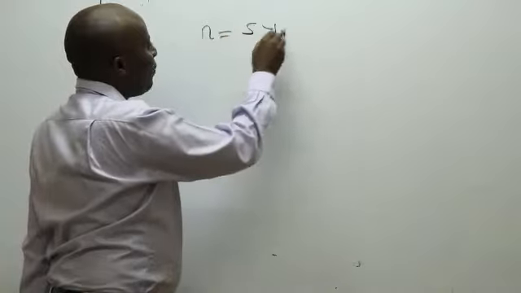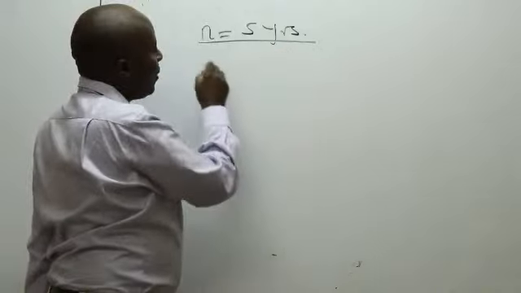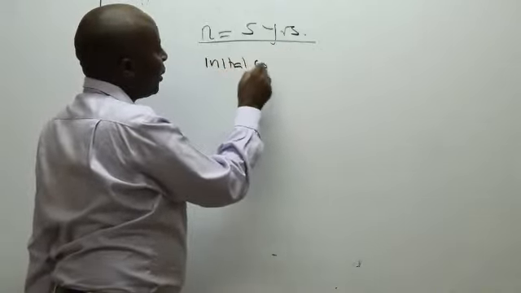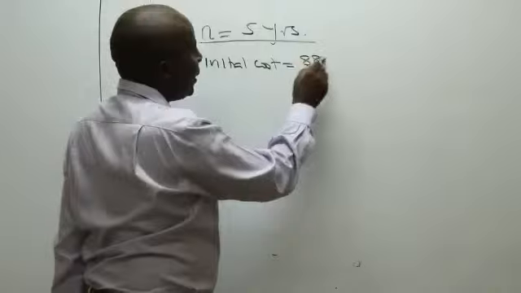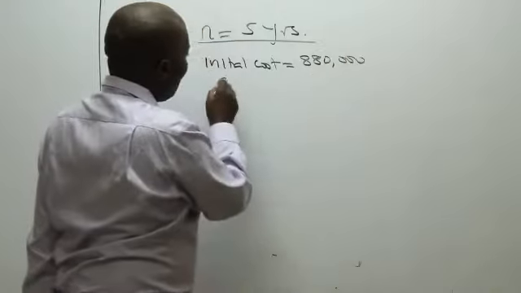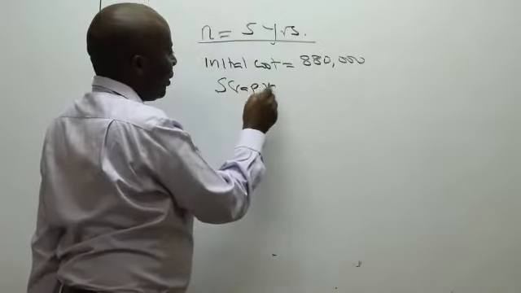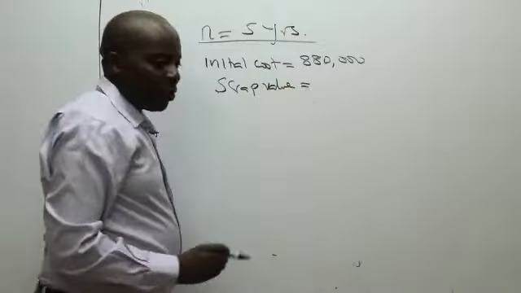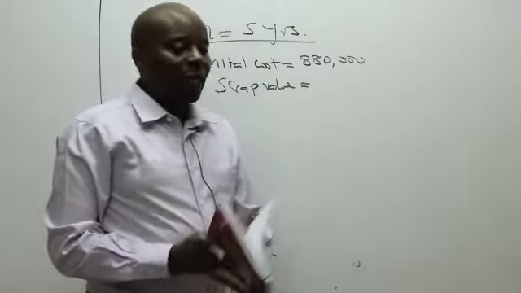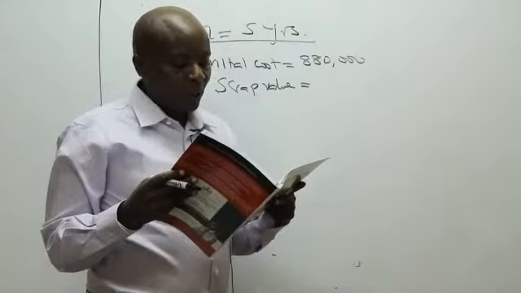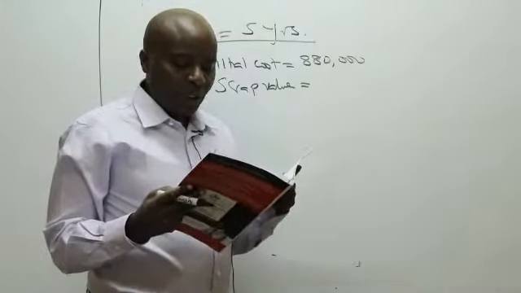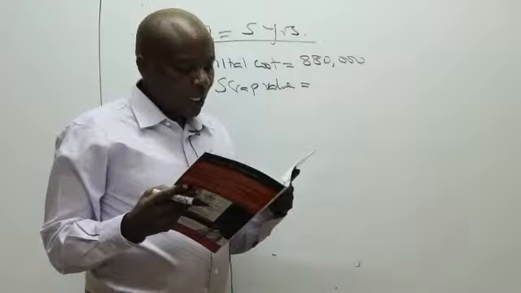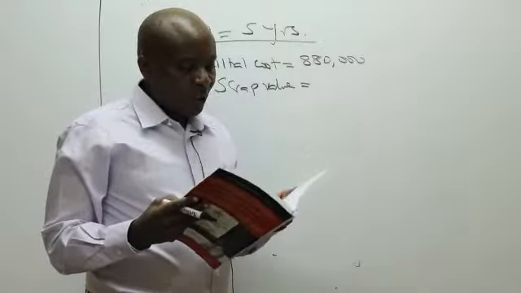When n is 5 years, the initial cost will still remain at 880,000. Is there anybody who can give me the scrap value? If n is 5 years, could you kindly give me the scrap value when n is 5 years? What have they told us? When n is 5 years, what will be the scrap value?